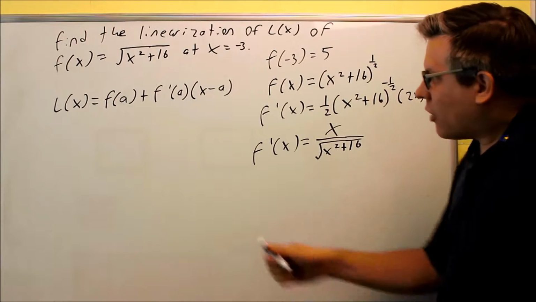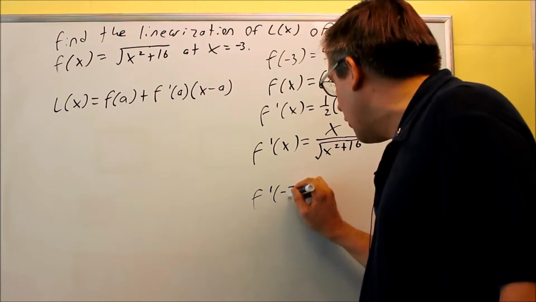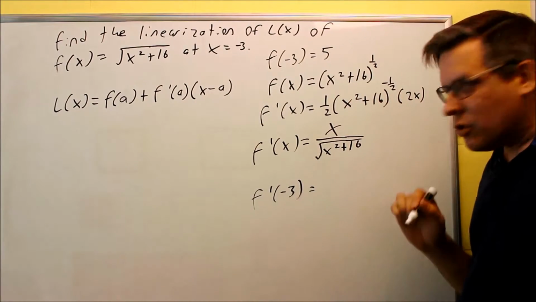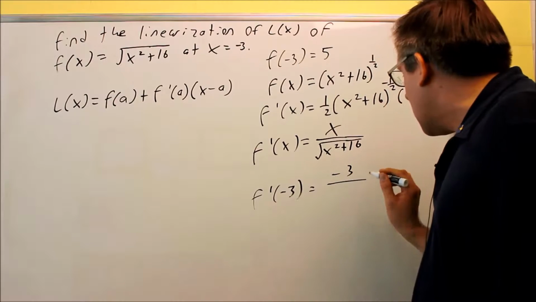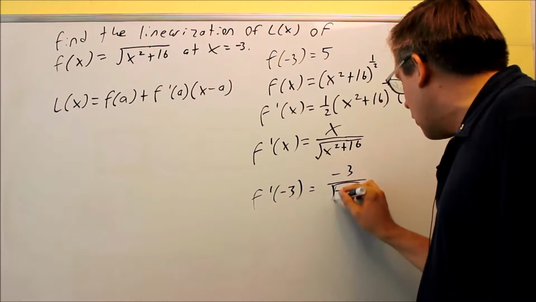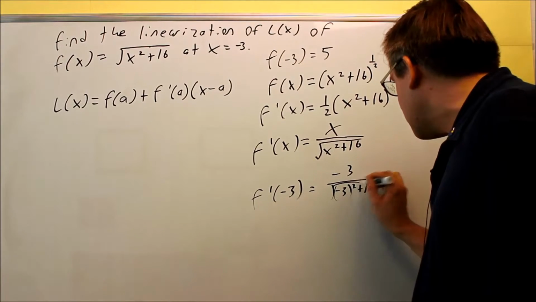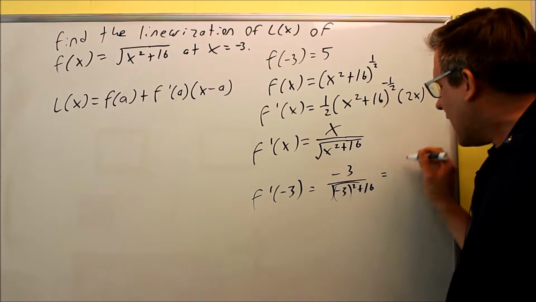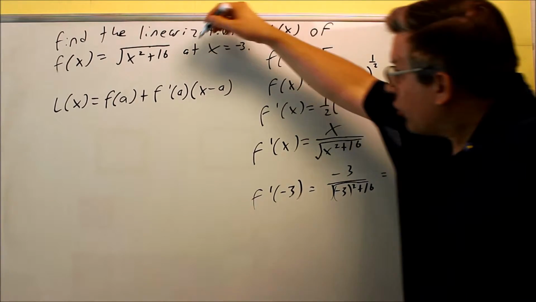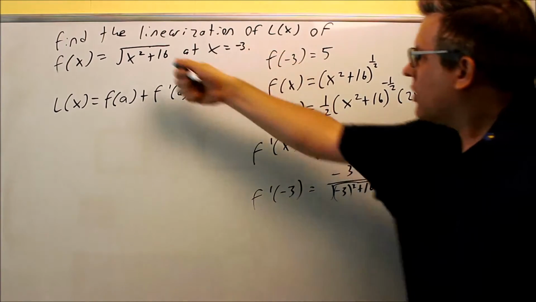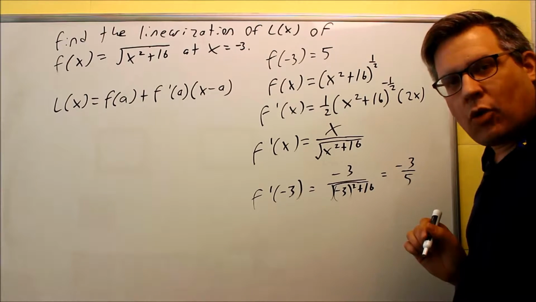Now I want to find f primed of a, which means that I want to find f primed of -3. So then I'll put -3 in for both the x's. So I have -3 on top, and then I have the square root of -3 squared plus 16 down below. If I work this out, I get -3, and then this we know is going to be, we already did that earlier up here. If I put -3 inside here, I'll get a 5. So -3/5 now is going to be the slope that I want to use.